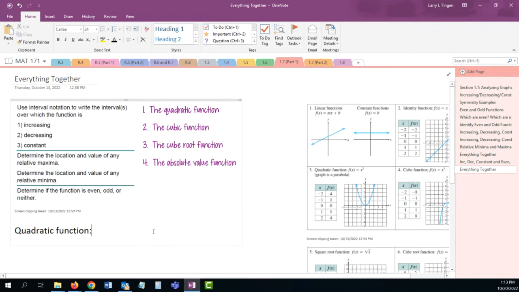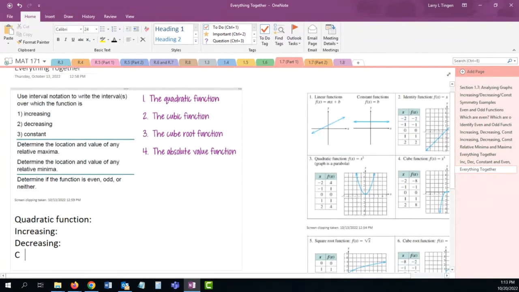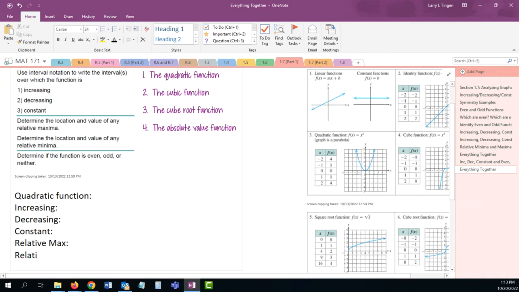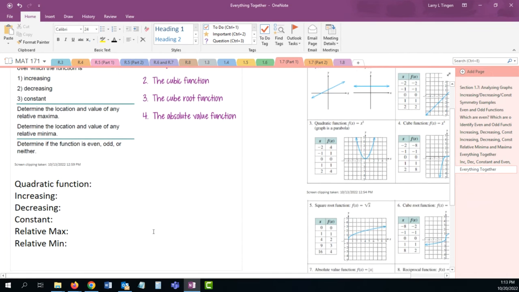So: increasing, decreasing, constant, relative max, relative min, even, odd, neither. Okay, so those are the things we're going to be asking about for the quadratic function.